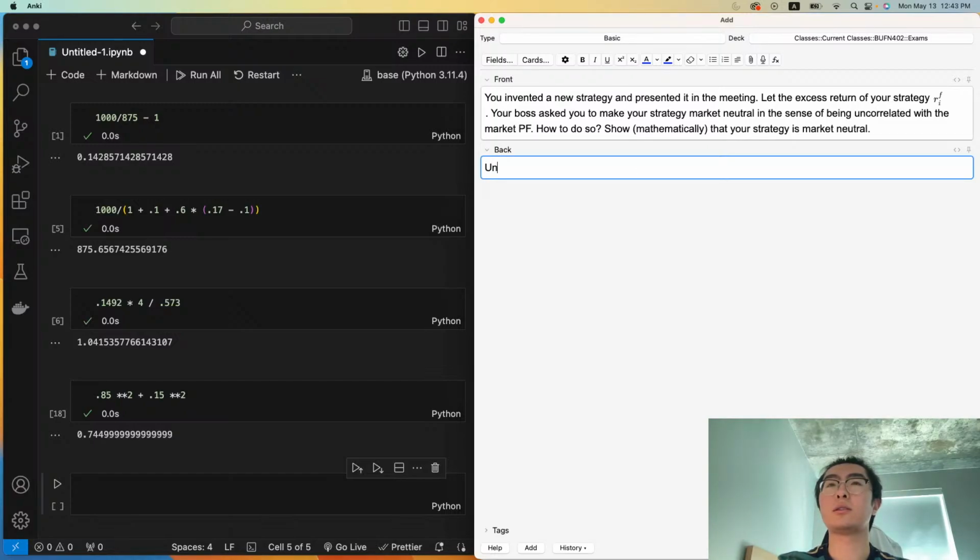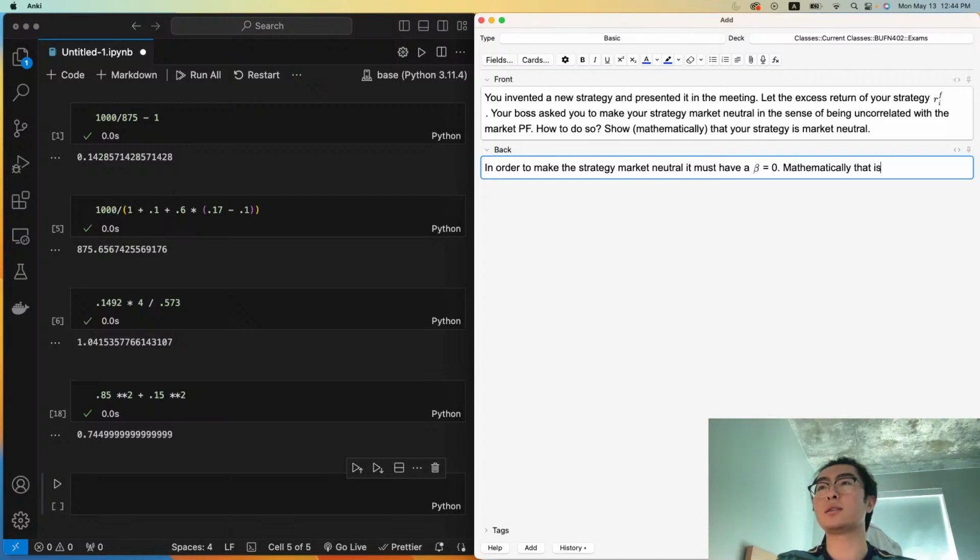So in order to make the strategy market neutral, it must have a beta equal to 0.